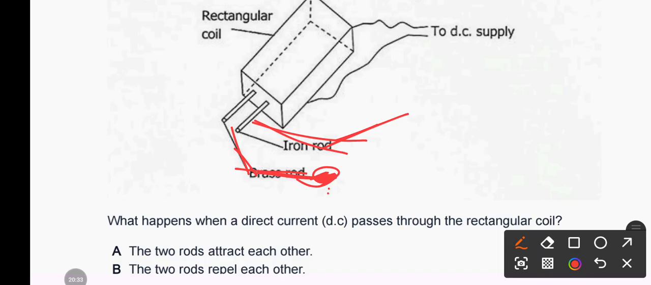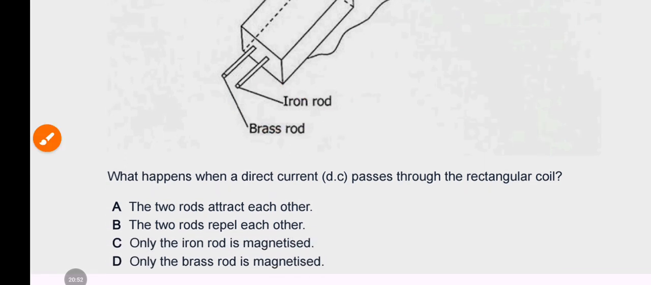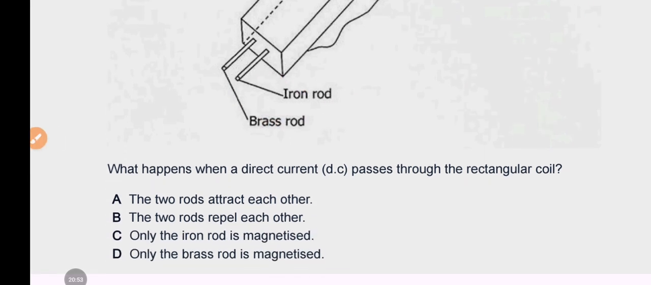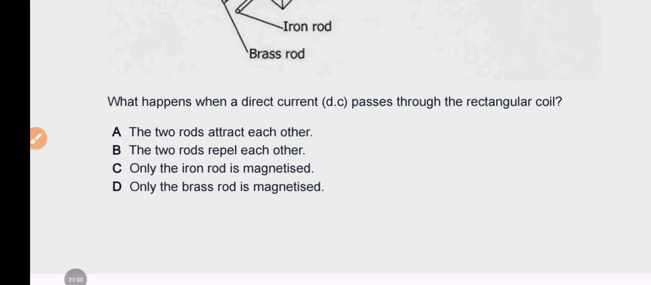Now, other examples of substances that can be magnetized are cobalt, nickel, as well as steel. So, in our syllabus, these are the common examples of substances that can be magnetized. Alright, so which one has this? Only the iron rod is magnetized. So, option C here. On that note, let me end this first part of electromagnetic induction.